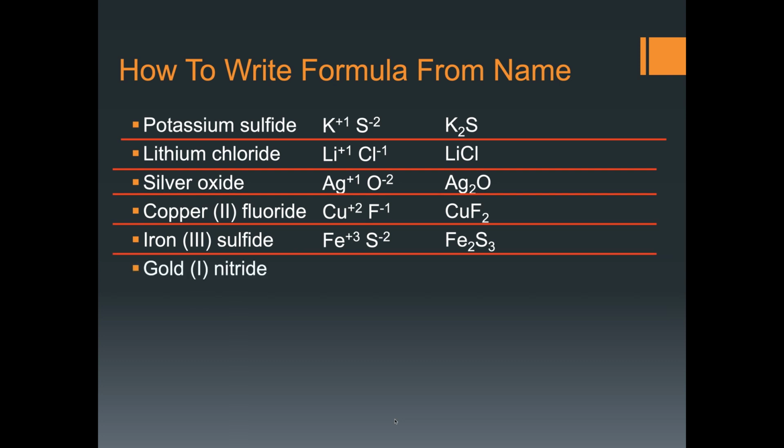Next example, gold can be +1 or +3. This is telling us to use the +1 variety of it. And when we drop and swap, we get our formula. You see, it's very easy. You just have to make sure that you look this stuff up on the periodic table.